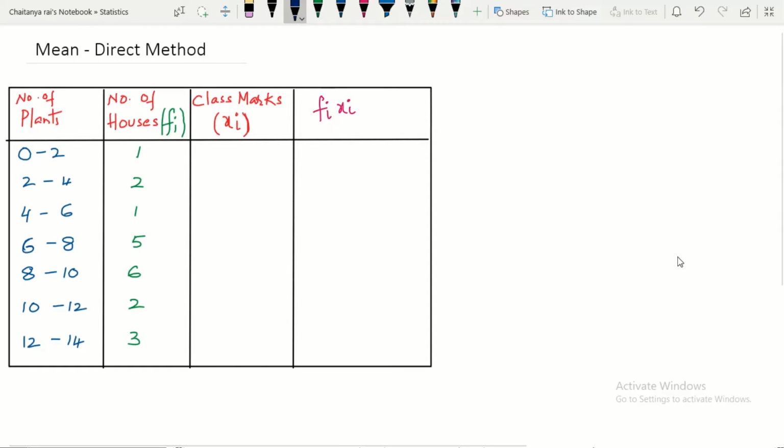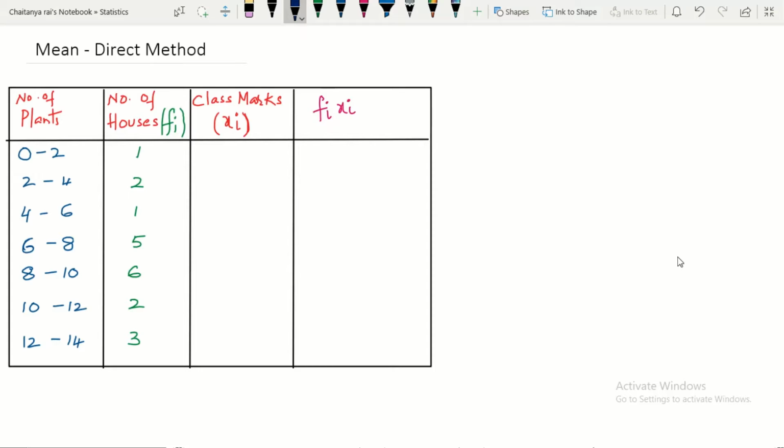Hello students, in this video we are going to discuss how to find mean by using direct method. In our earlier video we have discussed that there are three methods to find mean of grouped data, out of which we are using the very first one, that is direct method. In this direct method I have taken a problem from the exercise.